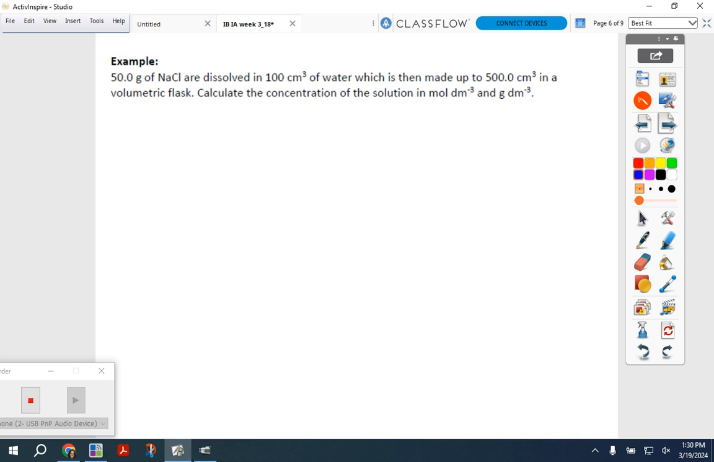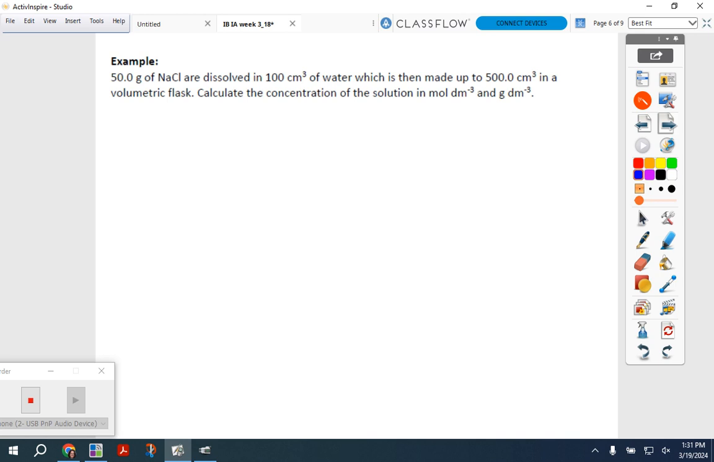So let's do an example. Let's look at an example question of something that you might be asked to do, or something that might be relevant to your IA if you are doing anything with any kind of solution. So the question says 50.0 grams of sodium chloride are dissolved in 100 centimeters cubed, so that's 100 milliliters, of water, which is then made up to 500 centimeters cubed in a volumetric flask. Some of you may be familiar with volumetric flasks, some of you may not. So this is a volumetric flask. This is, in fact, a 500 milliliter volumetric flask.